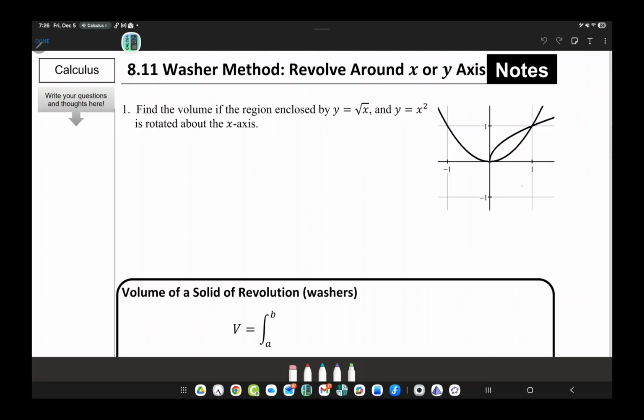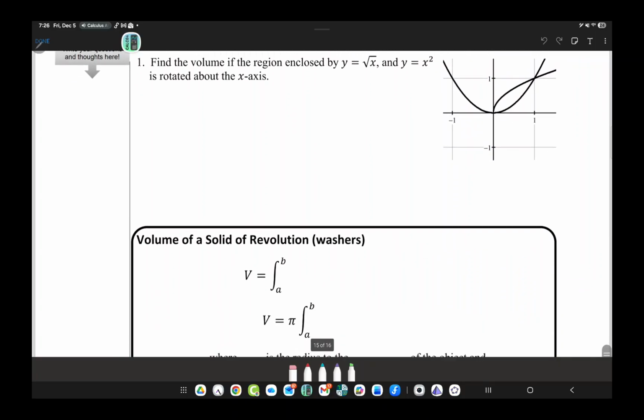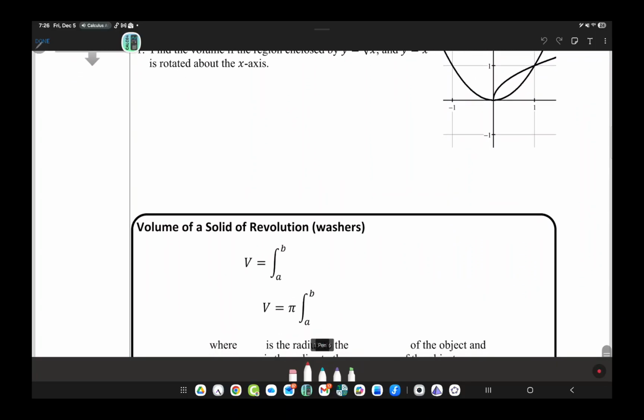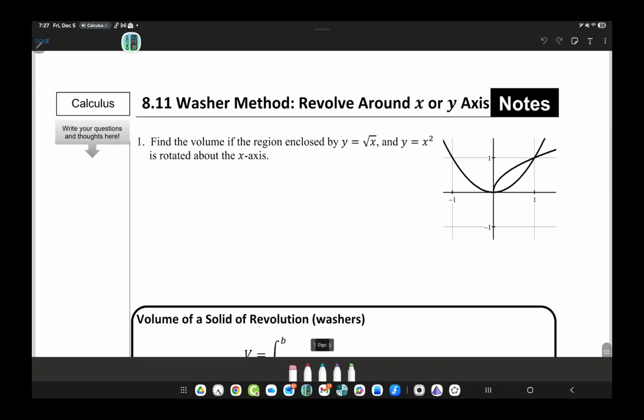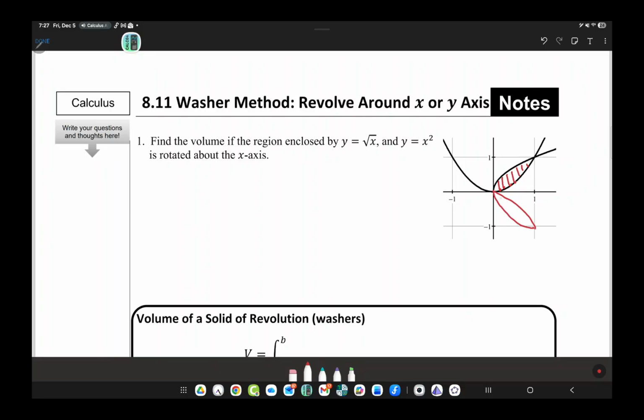So if we copy this function out, we're going to basically copy this area right here down below the x-axis. So we have something along the lines of that. Again, it doesn't have to be perfect. Now, the issue is if we do revolve this around the x-axis, we have this shape here, the little shapes and the big one.